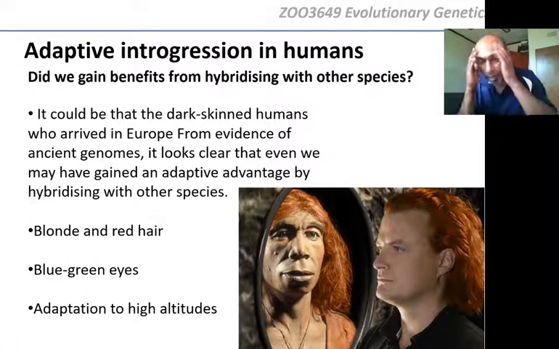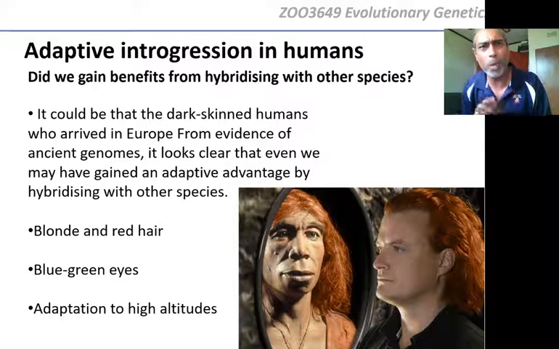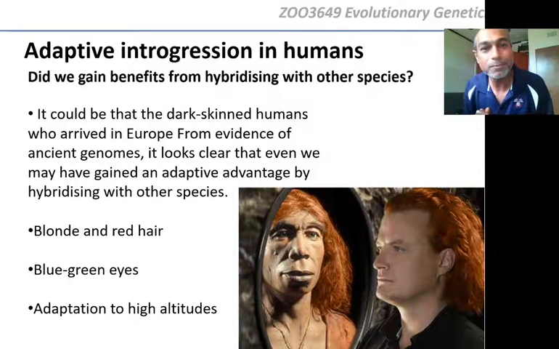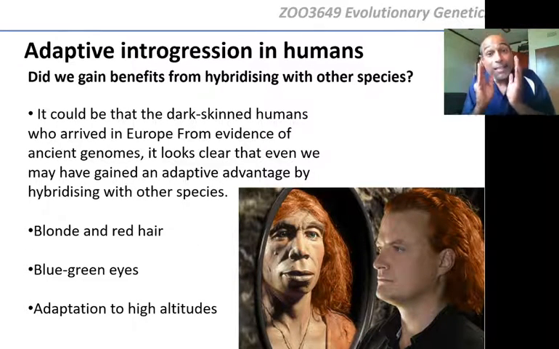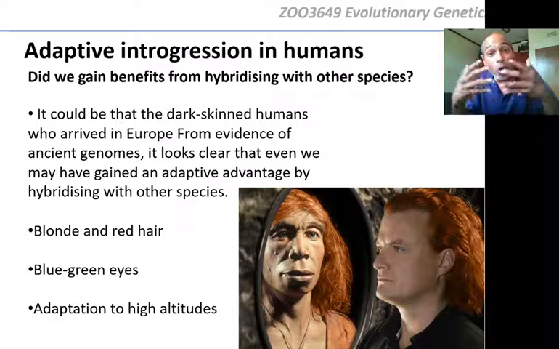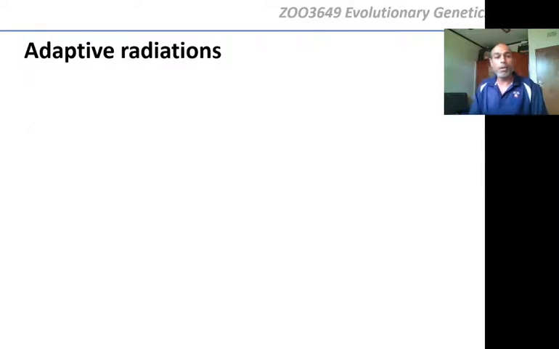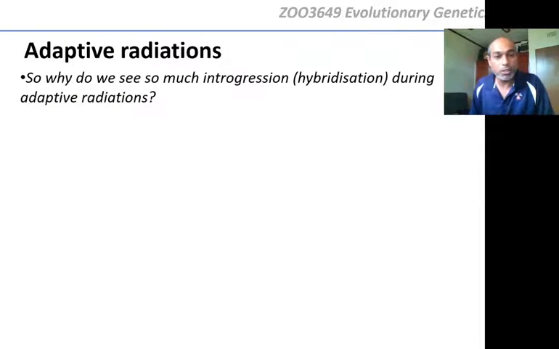Now white skin and red hair and blonde hair is normal in Europe. And it's also normal among our whites here in Africa. To see a white person is normal, right? But remember, that human phenotype is because of adaptive introgression with Neanderthal man and Denisova man. Don't forget it. Okay? So, adaptive radiations.